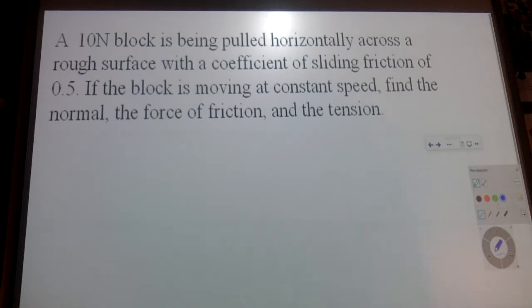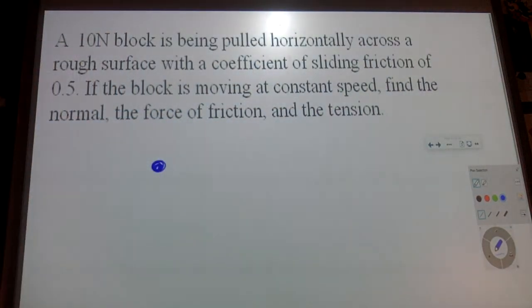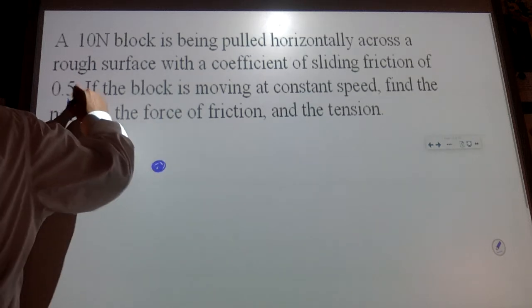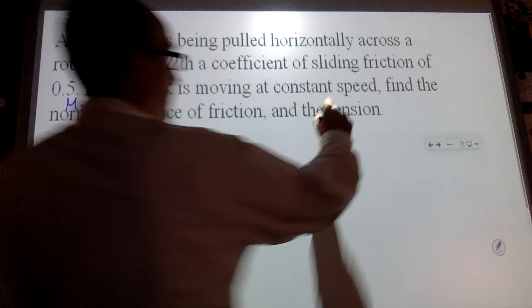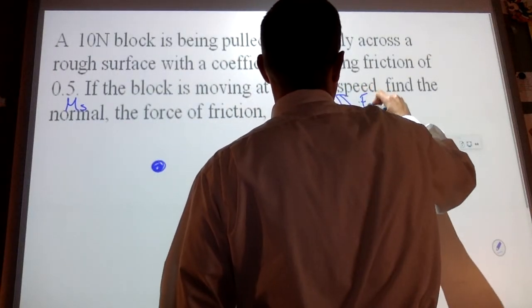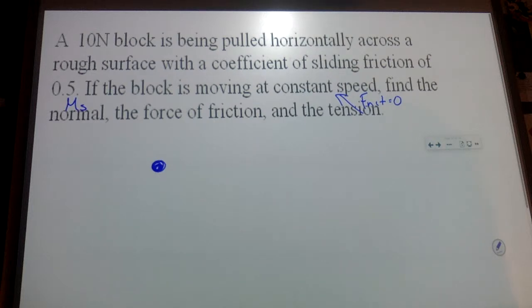A 10 Newton block is being pulled horizontally across a rough surface with a coefficient of sliding friction of 0.5. If the block is moving at a constant speed, find the normal force, the force of friction, and the tension.